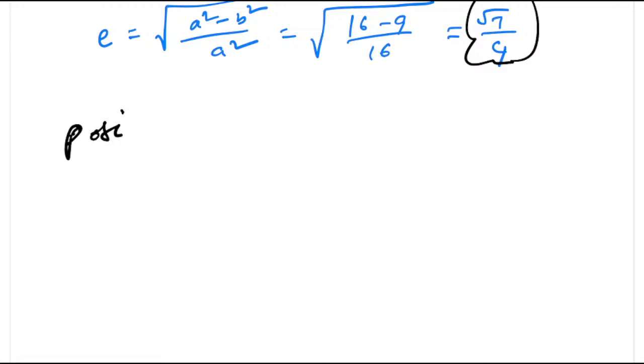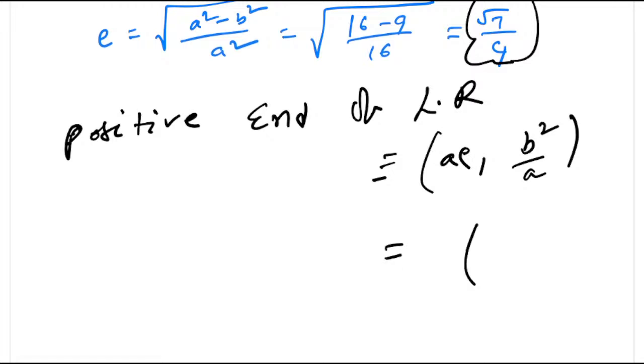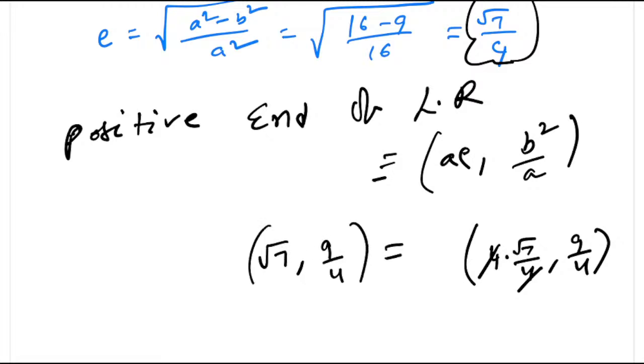So the positive end of the latus rectum is (ae, b square by a). Get this point first. Put everything: 4 into root 7 by 4 comma 9 by 4, the 4 cancels. Answer: root 7 comma 9 by 4. This is the positive end of the latus rectum.